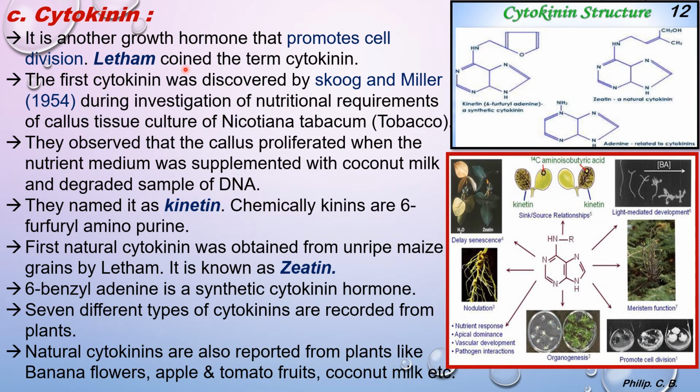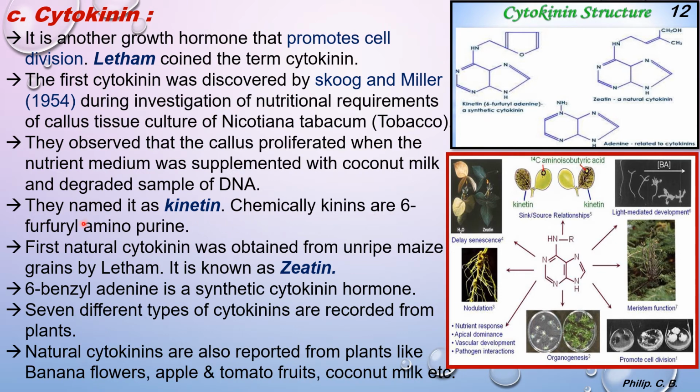Further, cytokinin, the third hormone. Again, like auxin and gibberellin, cytokinin is also a growth hormone. It is another growth hormone that promotes cell division. Letham coined the term cytokinin. The first cytokinin was discovered by Skoog and Miller in 1954 during investigation of the nutritional requirement of callus tissue culture of Nicotiana tabacum, that is the tobacco plant. They observed that callus proliferated when the nutrient medium was supplemented with coconut milk and a degraded sample of DNA. They named it kinetin.